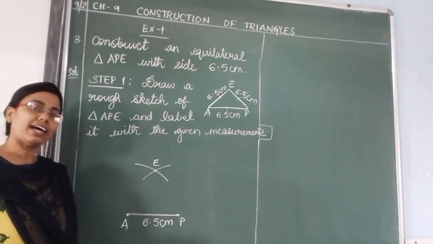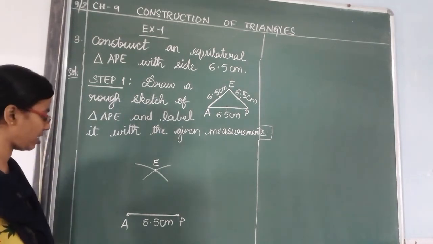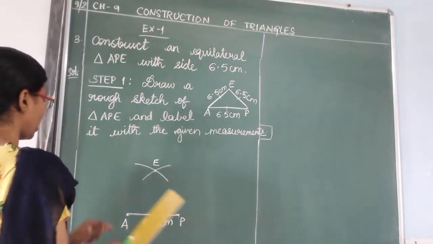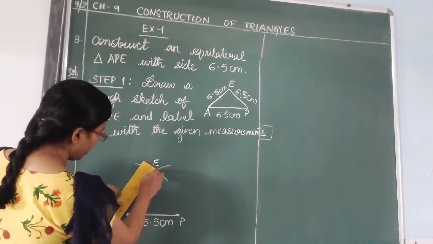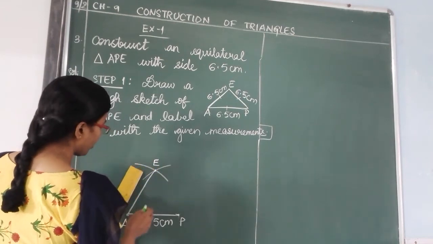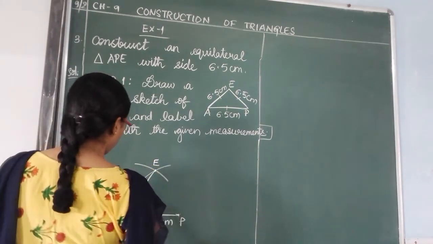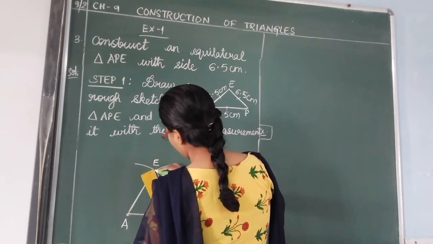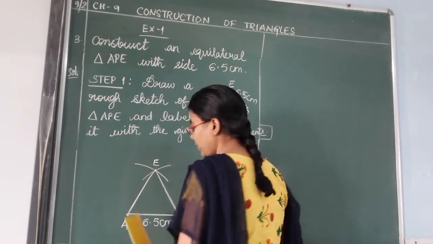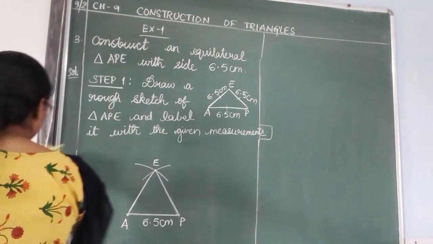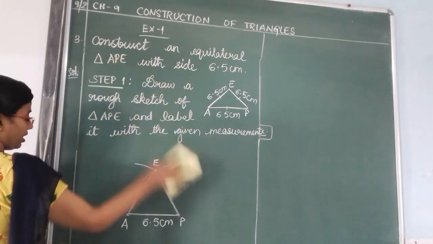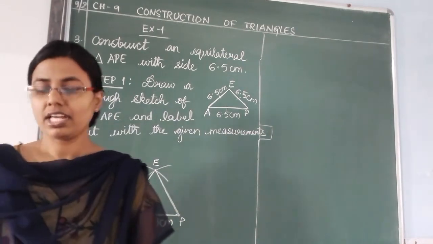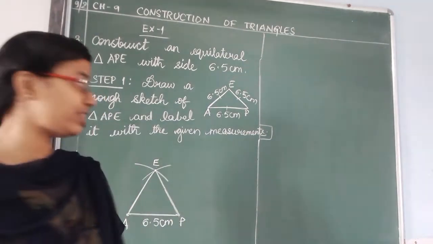Understood? Now, the last step of this construction is, what should we do? We have to draw the lines. Join AE and EP. So the given construction of APE is completed. Understood this? Now let us write the steps for construction.